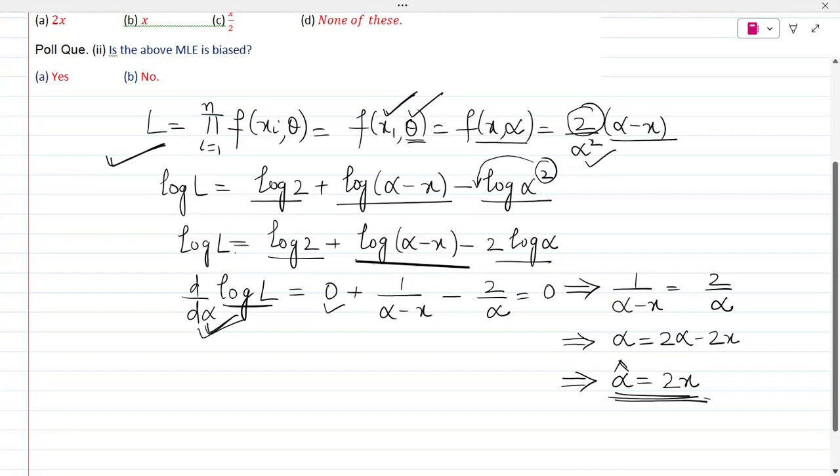And actually, what we will do here, the single sample observation, okay, that will be known to us. We will multiply it by 2, and this value, this twice x, it will serve as the estimated value of alpha, that estimated value of alpha which maximizes log L and hence L.